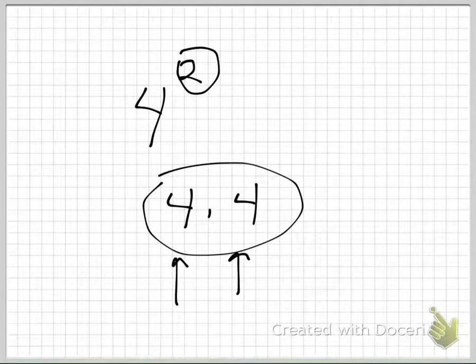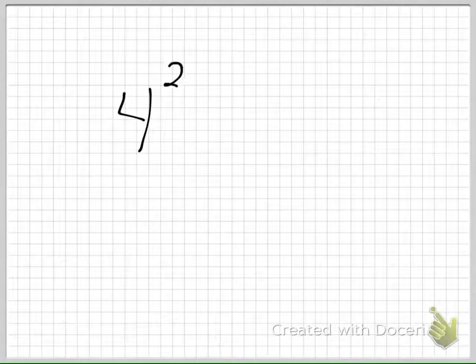Does that make sense? So that would be 4 squared. You can say that a couple of ways. You can say 4 squared, and the other, longer, more proper way would be 4 to the second power, or 4 to the power of 2 would work too. Okay. What about this?